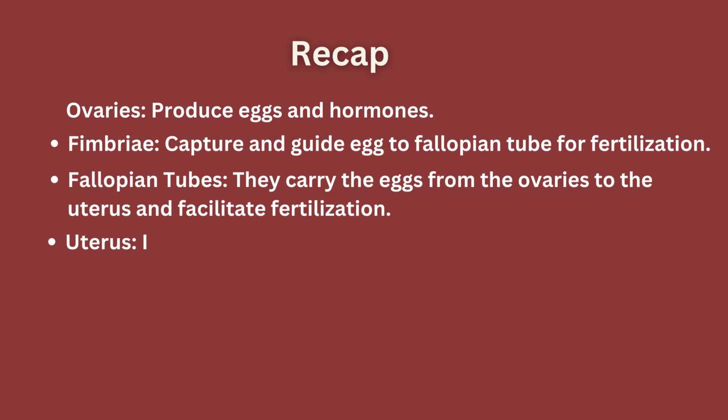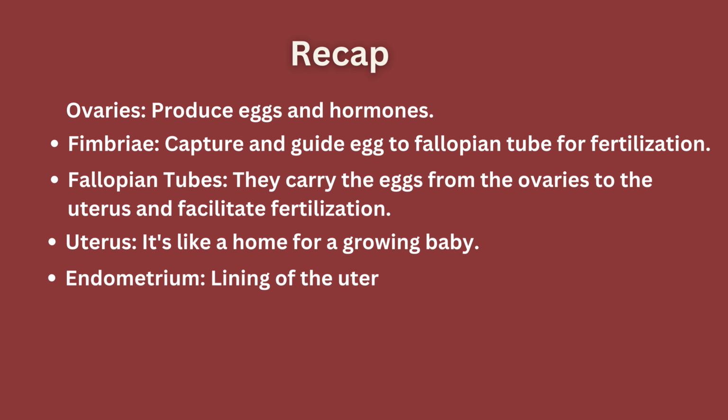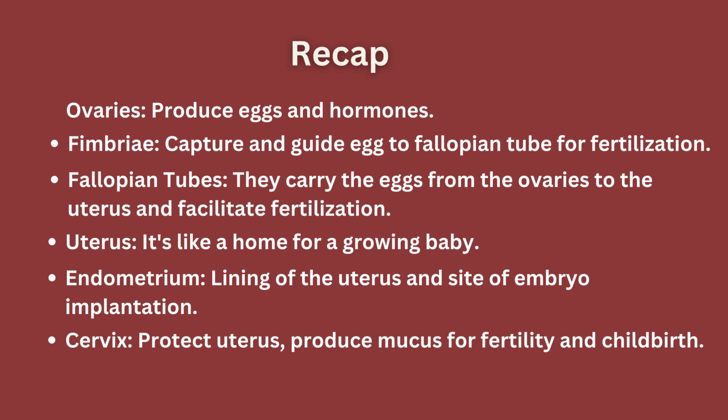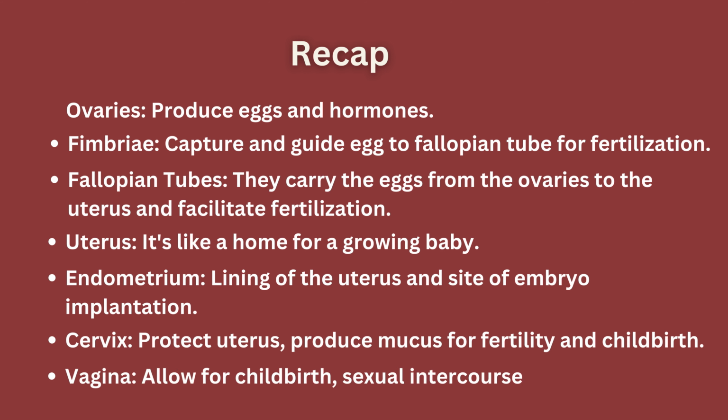The uterus is like a home for a growing baby and is where the embryo implants. The endometrium is the lining of the uterus and is also the site of embryo implantation. The cervix protects the uterus and also produces mucus for fertility and childbirth. The vagina allows for childbirth, sexual intercourse, and menstruation.